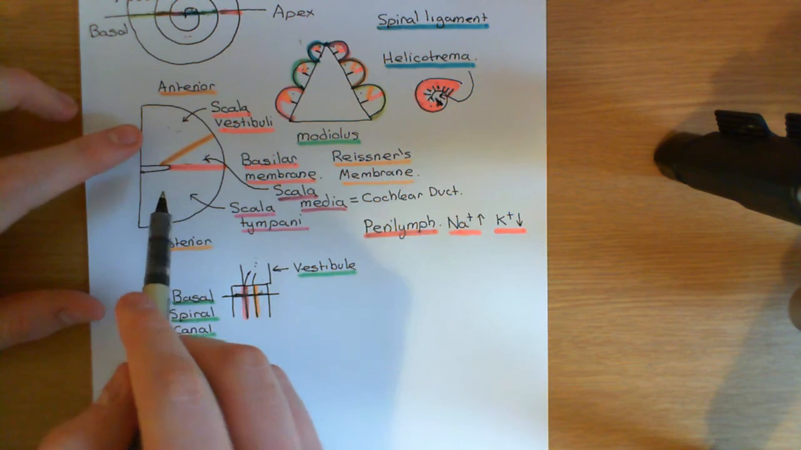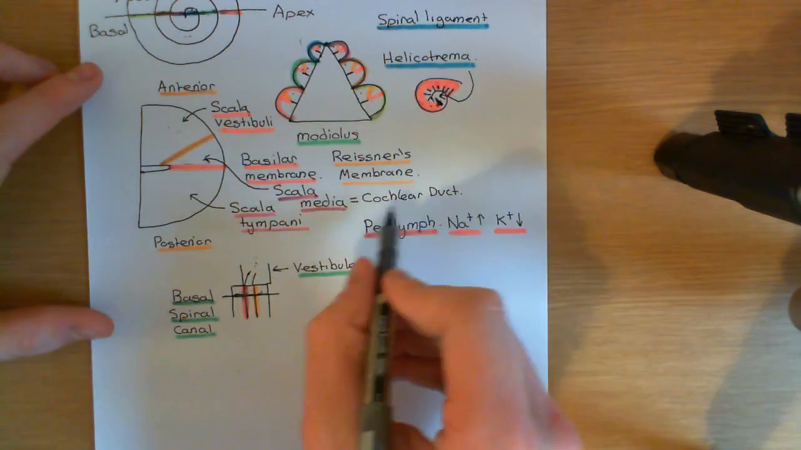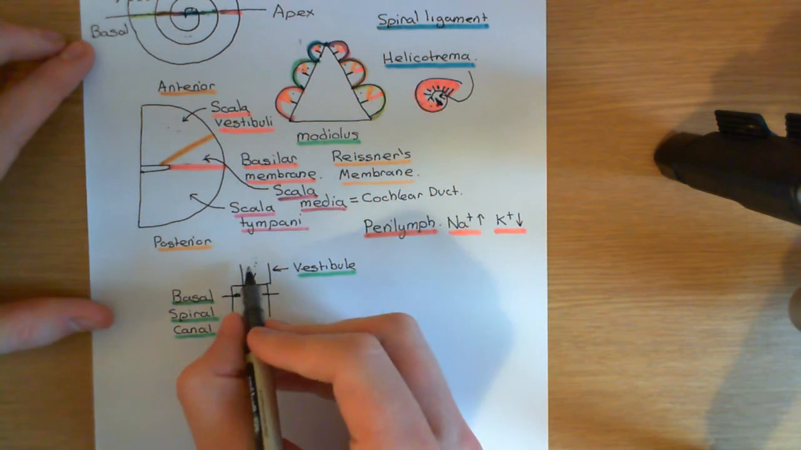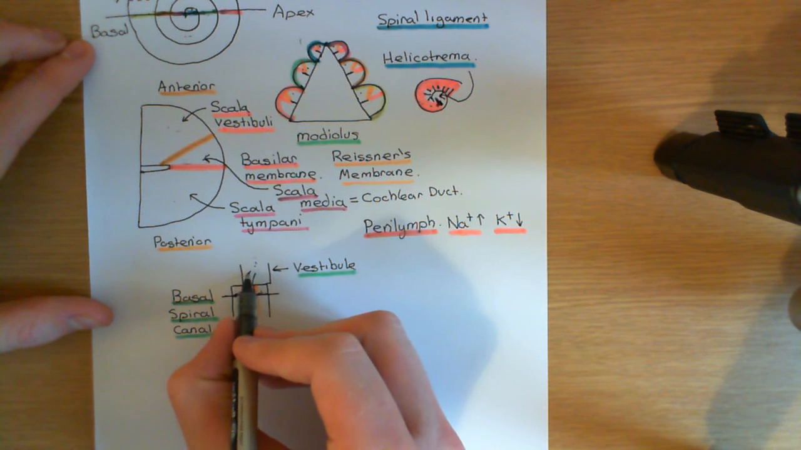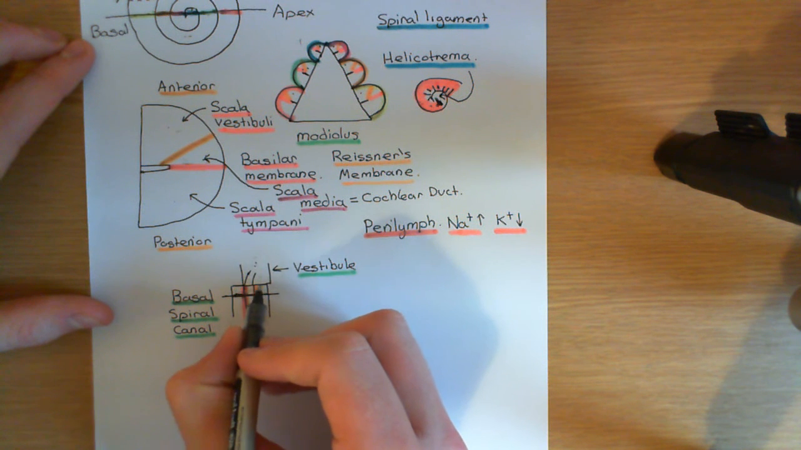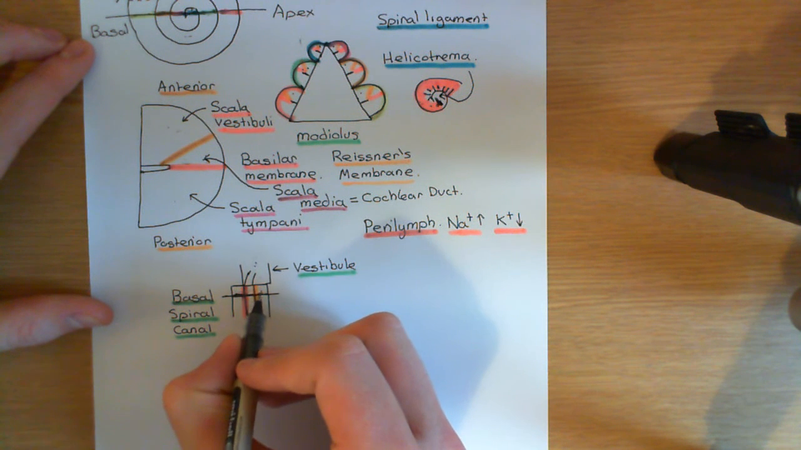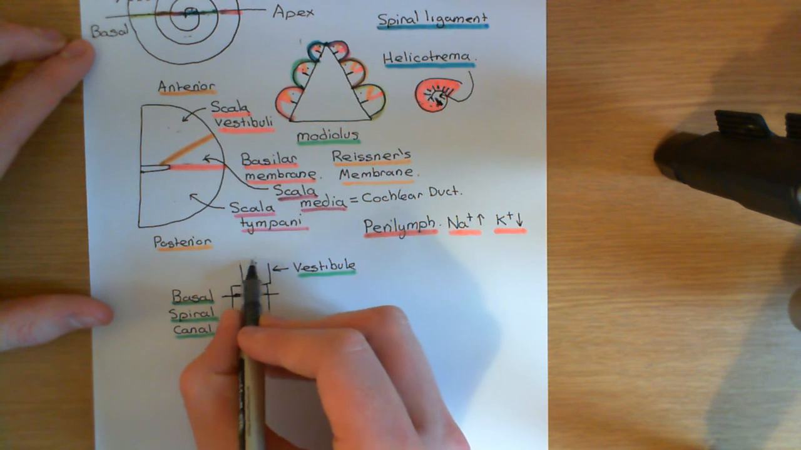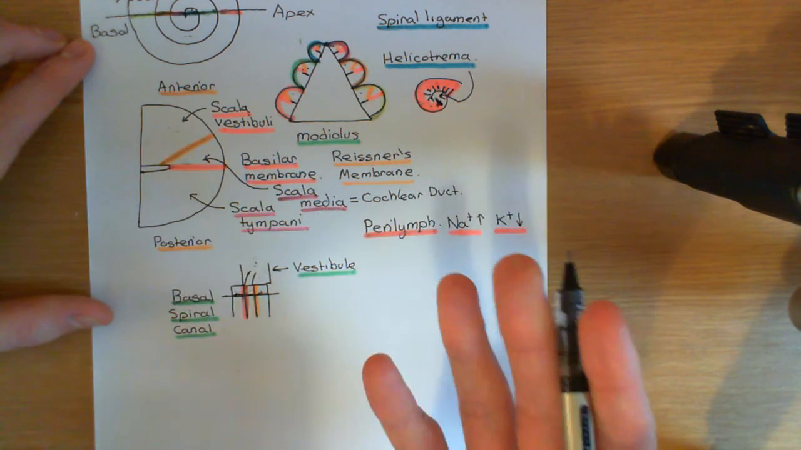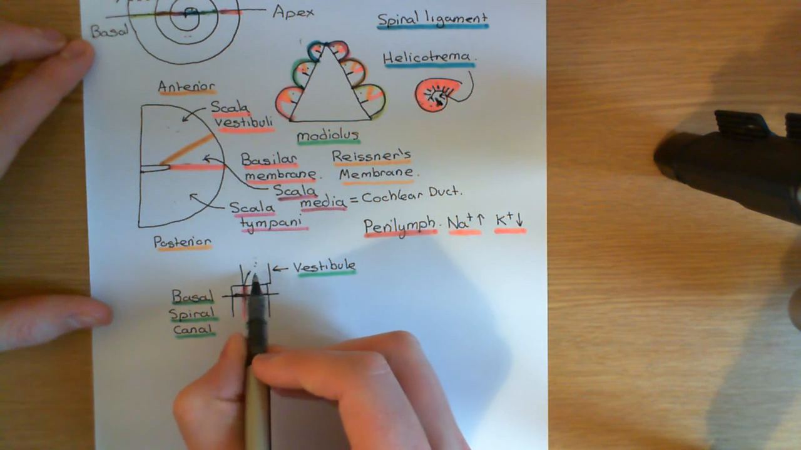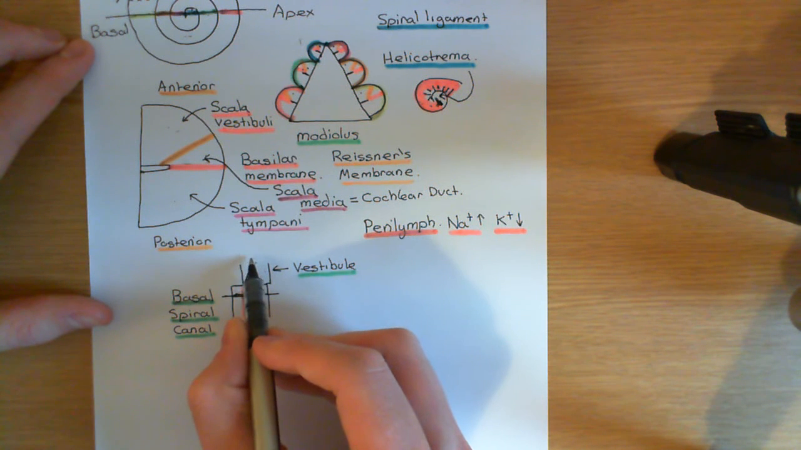So in the scala vestibuli and the scala tympani, you have this perilymph, which is just surrounding the important cochlear duct. Equivalently, up in the vestibular system, the vestibular ducts are going to be surrounded by perilymph that is going to be continuous with the perilymph in the scala vestibuli. So the scala vestibuli space is continuous with this outer portion that's underneath the bone of the vestibular system. The way it works is that you have the bony labyrinth, then you have a layer of perilymph, and then you have the important ducts of the vestibular system.